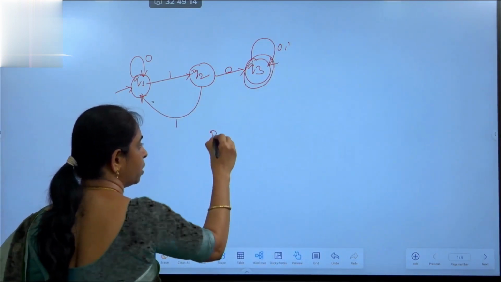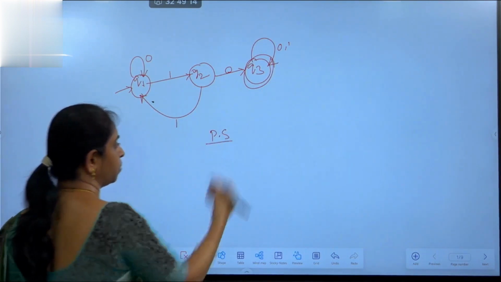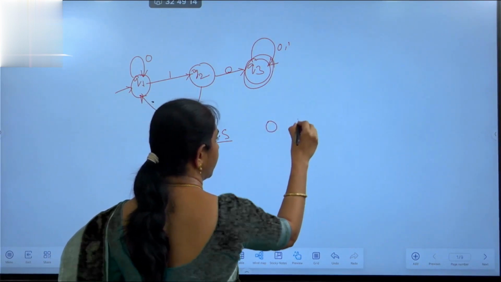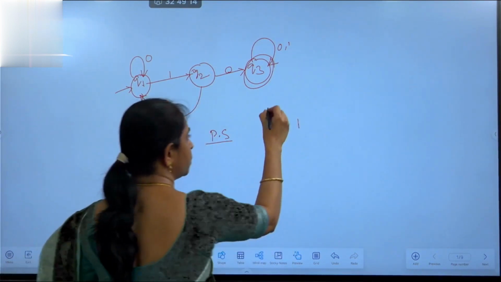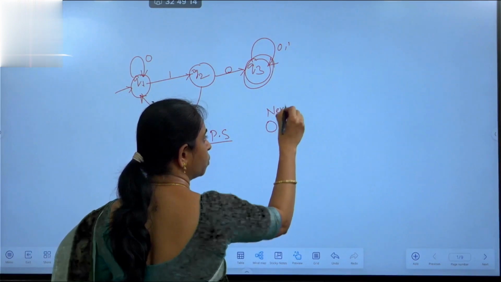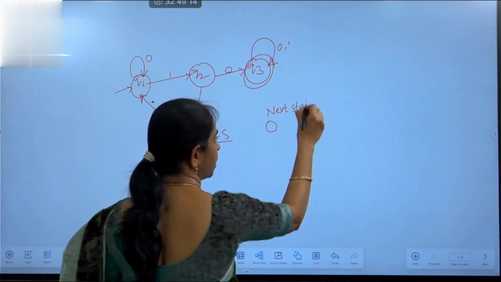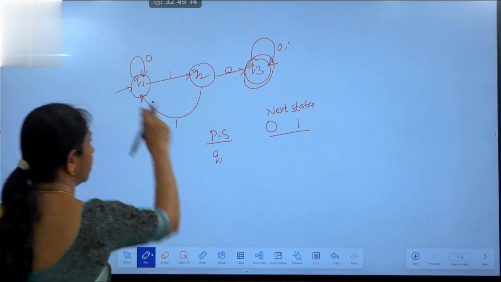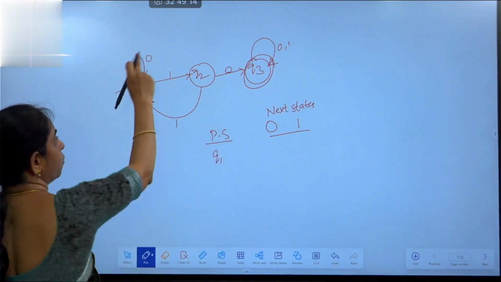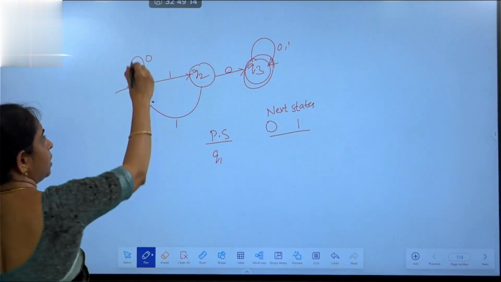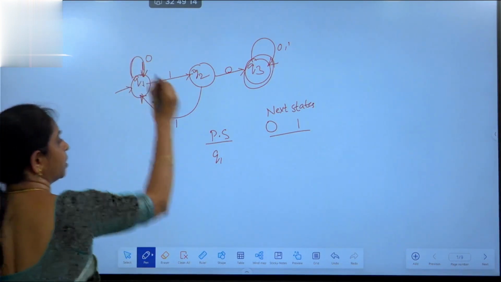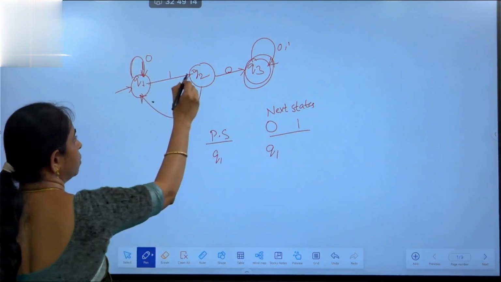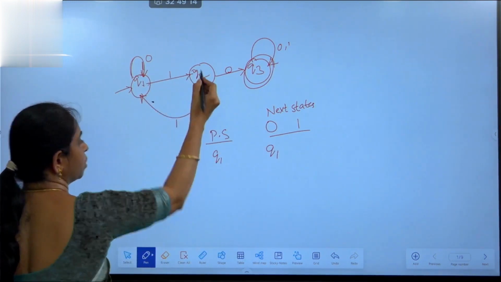First we take the present state. The input alphabets we have are 0 and 1. On input alphabets 0 and 1, we move to the next states. With the present state at Q1, on input alphabet 0 the state is the same state itself, that is Q1. On input alphabet 1, following the arrow mark, we move to Q2.